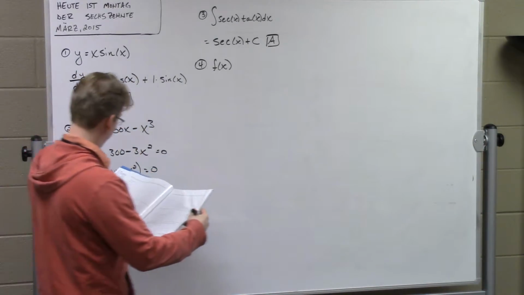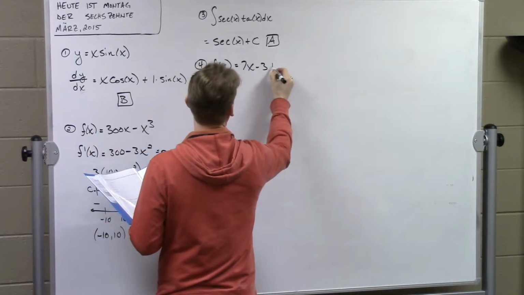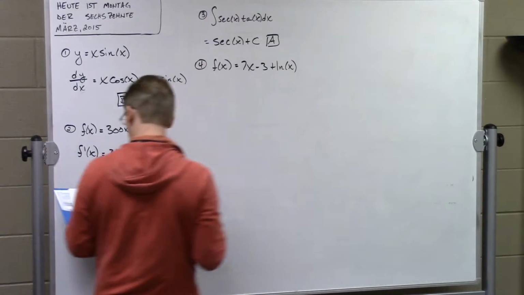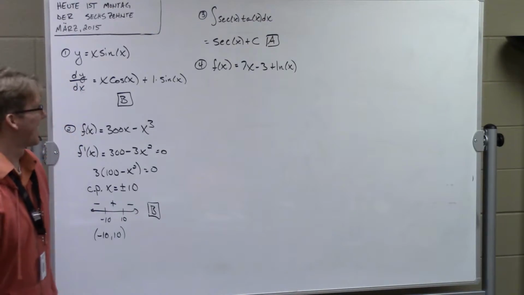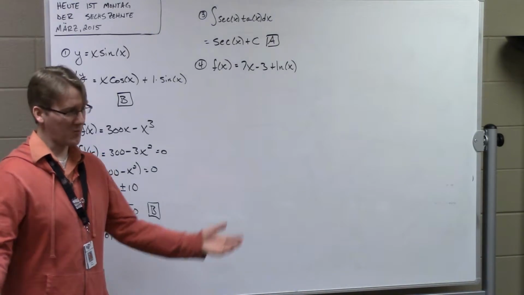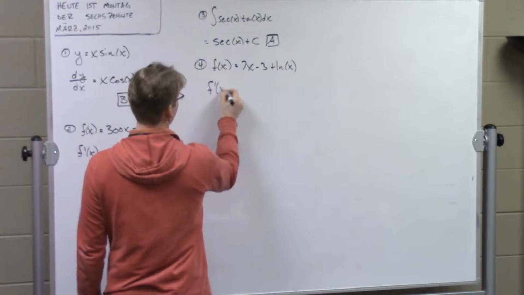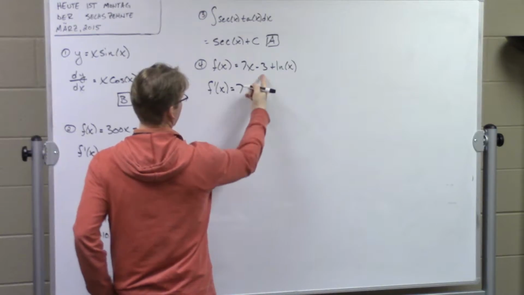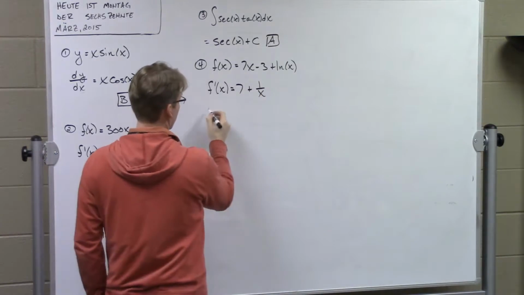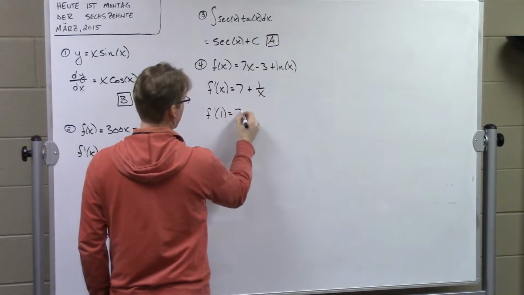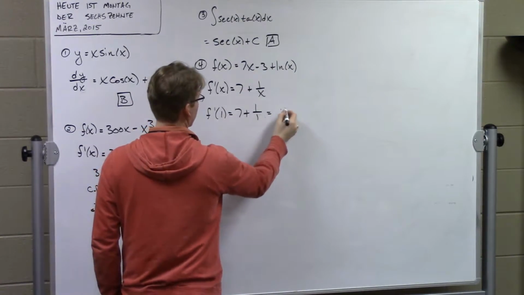Number 4, f of x is 7x minus 3 plus natural log x. And they would like to know f prime of 1. What is my game plan here? Take a derivative, plug in 1, and Bob's your uncle, alright? Derivative of that is 7. That one washes out. Natural log is 1 over x. So now I will plug in 1 and get 7 plus 1 over 1, which is 8.